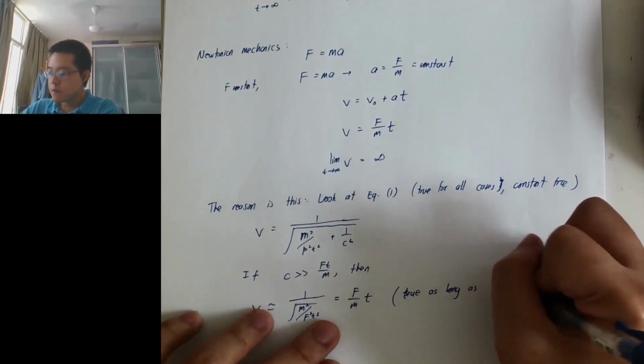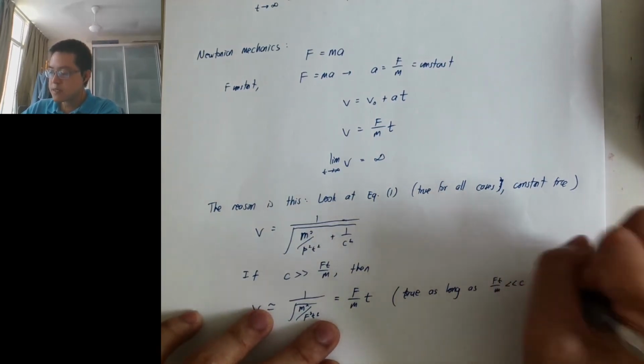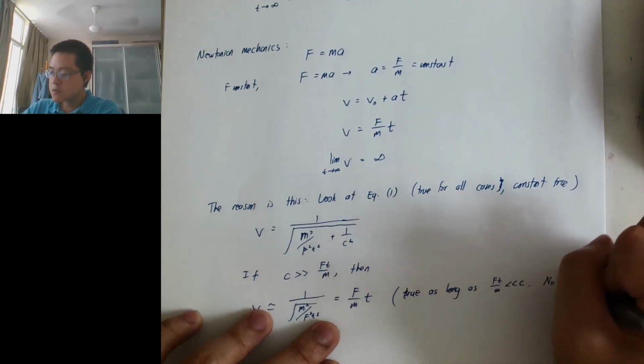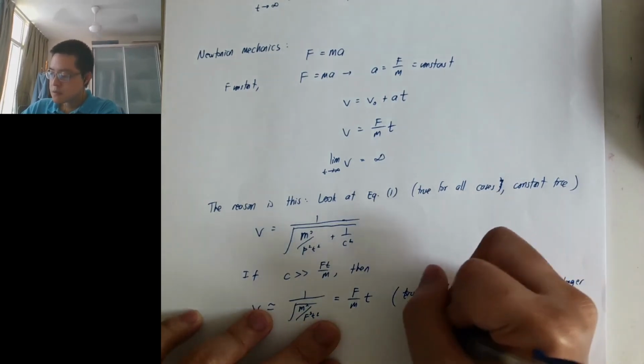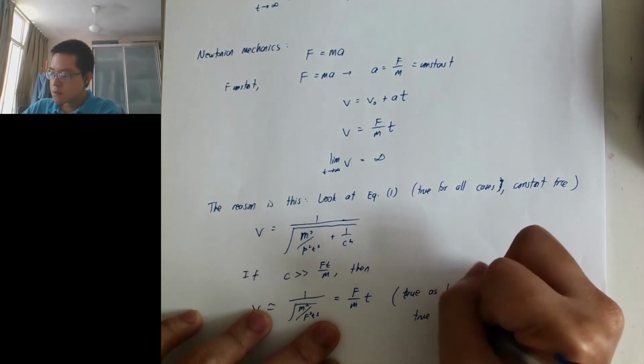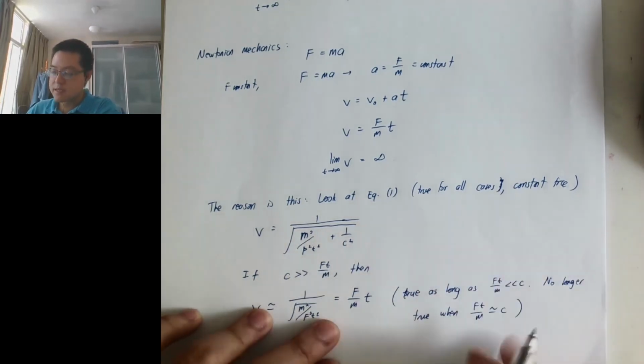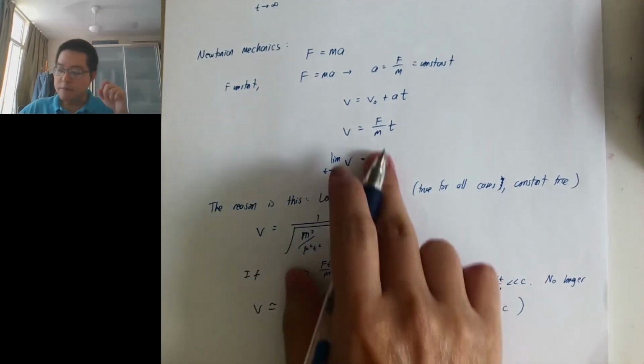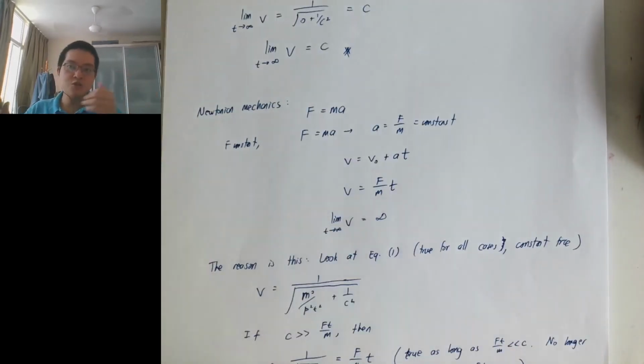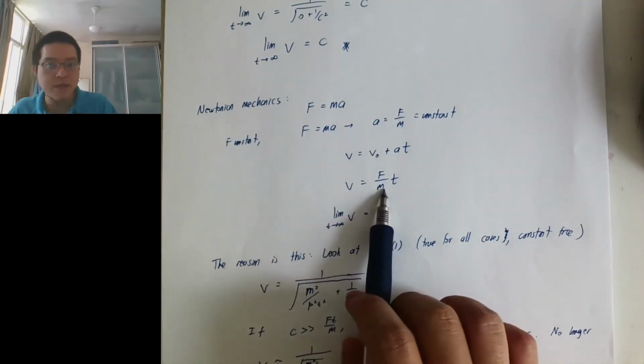Yeah, ft over m is much smaller than c. Then it is no longer true when ft over m is approximately this size. So Newtonian mechanics is true for velocities very small compared to the speed of light. That is why we can use this equation.